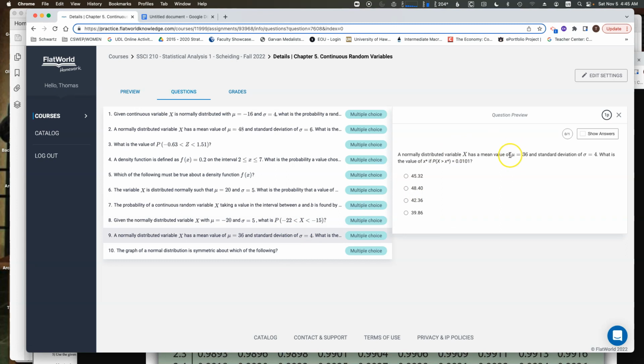Normally distributed, mean value of 36, standard deviation of 4. What is the value of x for probability 0.0101? Okay, so we need to find 0.0101 in the table. I'm looking at the table right now. The closest we can get to it is about negative 2.32. Is that right?